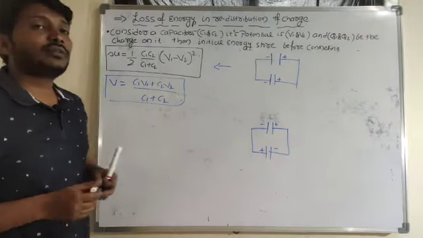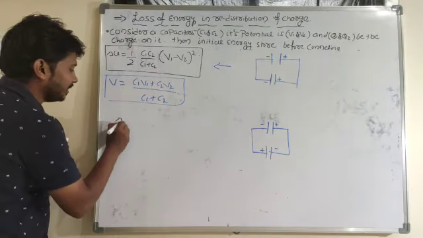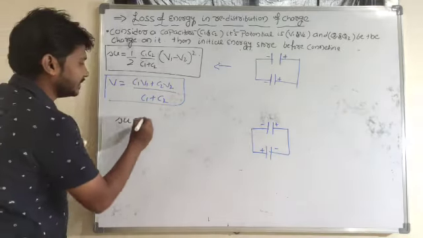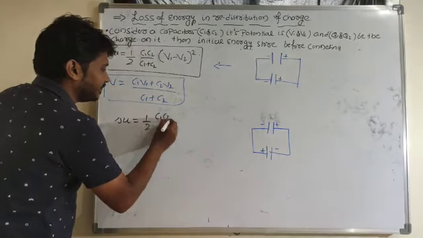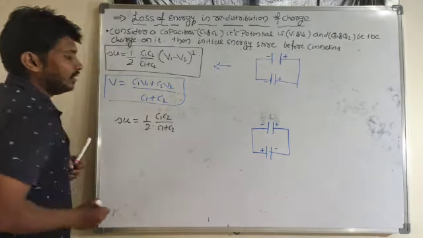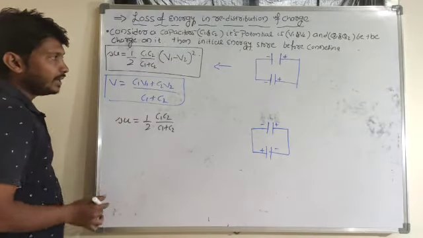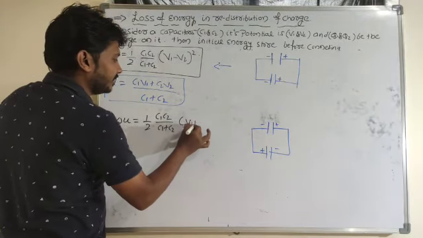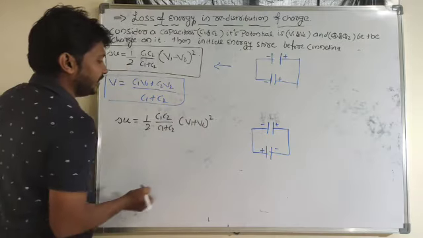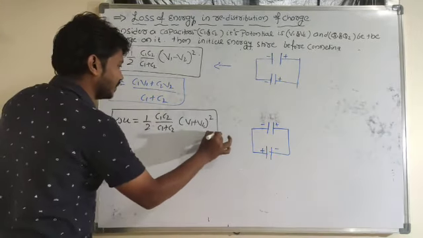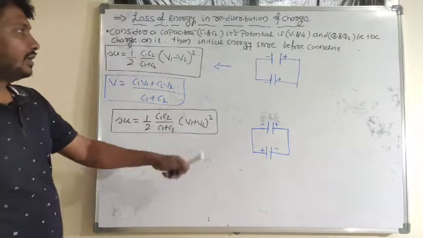or the positive plate of one capacitor is connected to the negative plate of the other capacitor. In this situation, what will be the equation for energy loss? That is delta U equals half of C1 C2 divided by (C1 + C2), times (V1 + V2) whole square. So just a small change here: (V1 + V2) whole square.